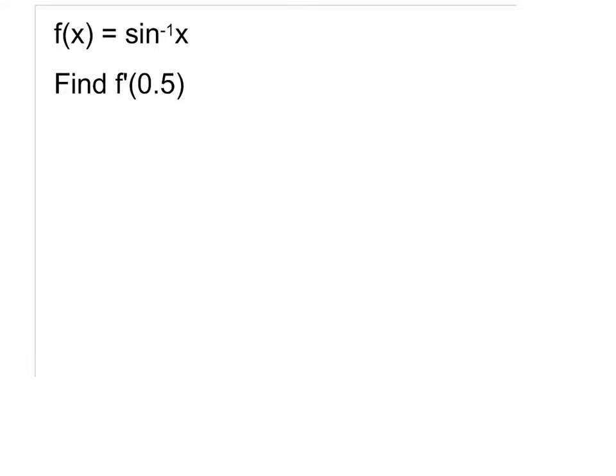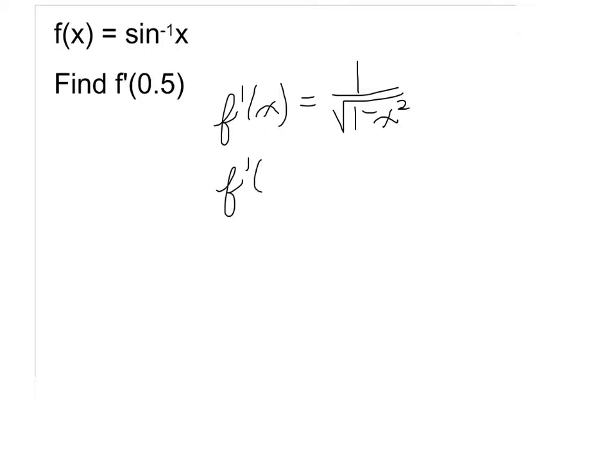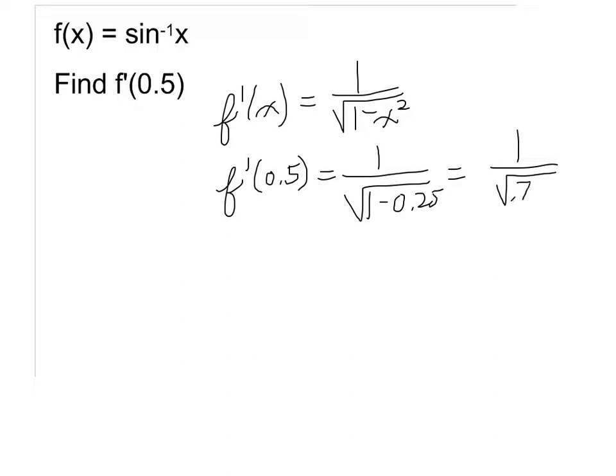To go through, inverse sine of x, we want to find its derivative when x is 1/2. So first of all, our derivative for x, because it's inverse sine, would be 1 over square root of 1 minus x squared. Because we want to do this for 1/2, plug in 1/2 for x. So it'd be 1 over the square root of 1 minus the 0.25, which would be 1 over radical 0.75.